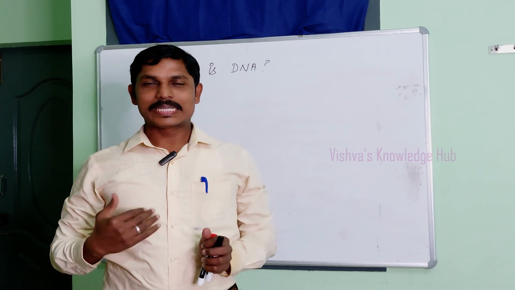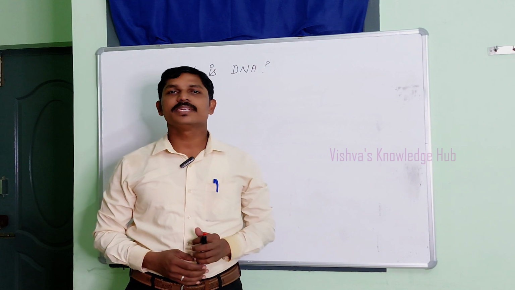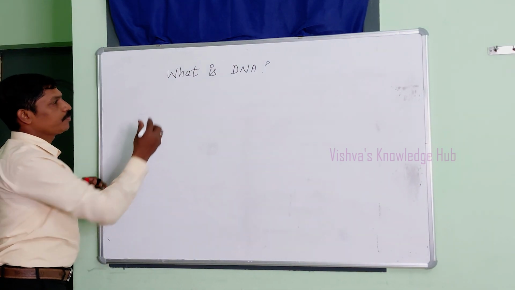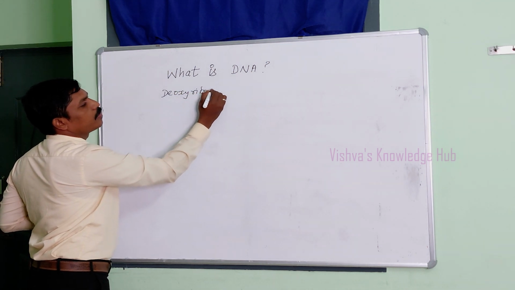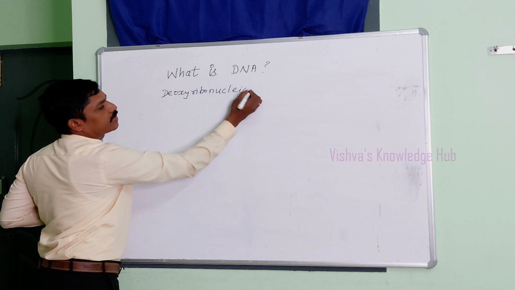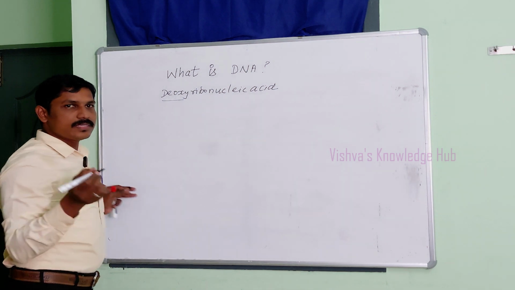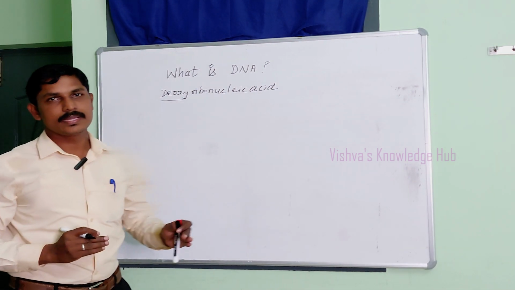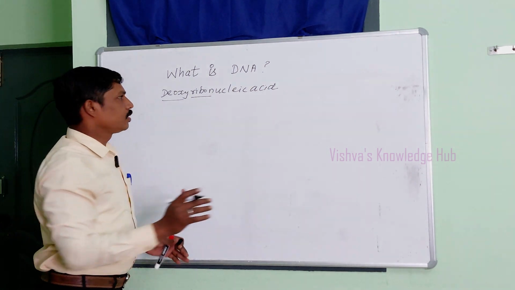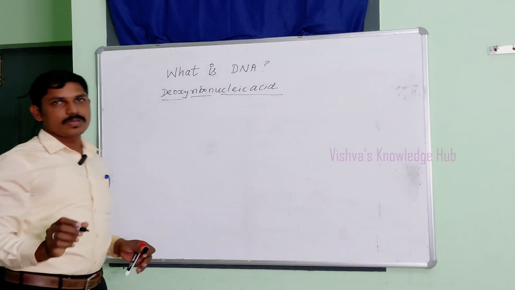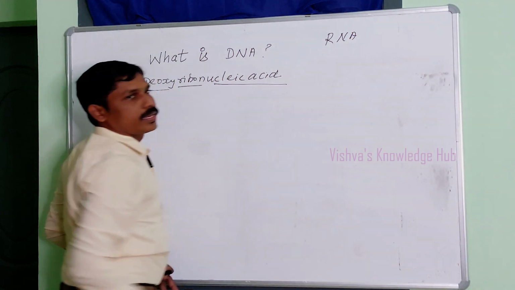Today we are going to discuss what is DNA. You know very well the full form of DNA. What is the full form of DNA? Deoxyribonucleic acid. So deoxy is nothing but there is no oxygen molecule in that molecule. Then ribo means a 5-carbon sugar. Then nucleic acid, it's one of the nucleic acids. You know very well there are two nucleic acids, one is DNA, another one is RNA.